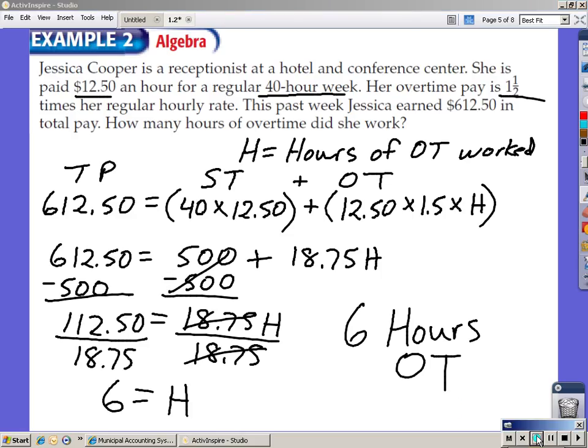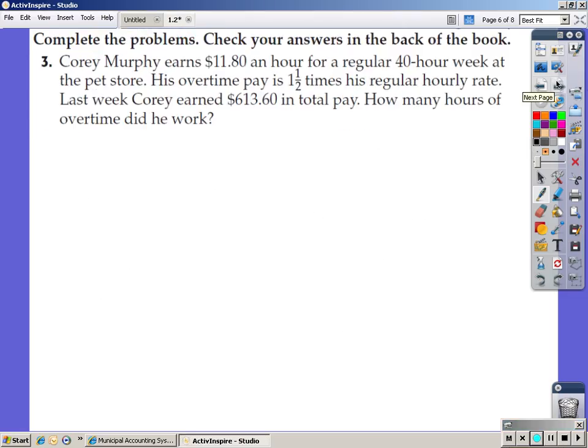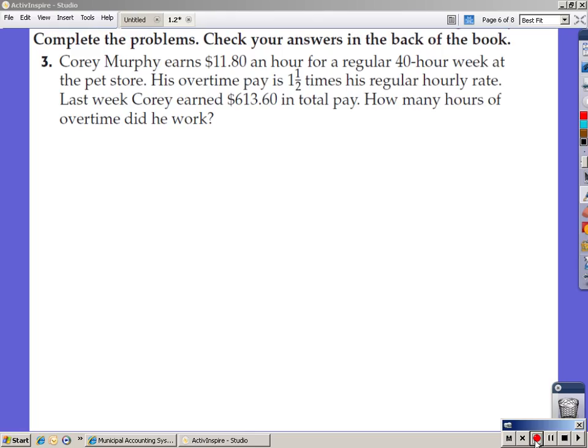Let's look at problem number 3 of your homework now. I want you guys to try this out on your own. Press pause while you're working it and play when you're ready to see it. Okay, so let's look at this one. It says, Corey Murphy earns $11.80 an hour for a regular 40-hour week at the pet store. His overtime pay is 1.5 times his regular hourly rate. Last week, Corey earned $613.60 in total pay. How many hours of overtime did he work?